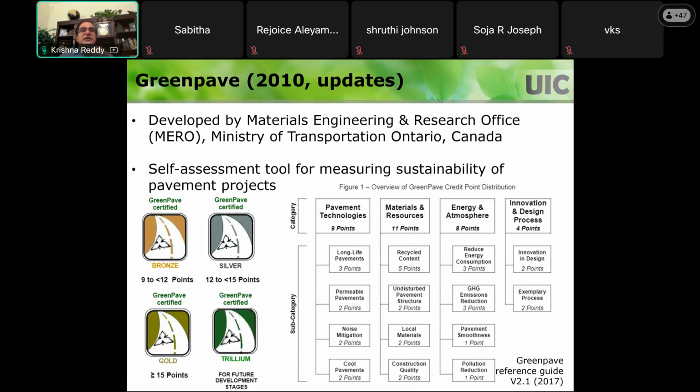This is developed by the Ministry of Transportation in Ontario. Again, this covers pavement technologies, materials and resources, energy and atmosphere, innovative and design process. You get these points, and depending upon the points that you get, the project is rated bronze, silver, gold. They have this Trillium. Yeah, this is like that.